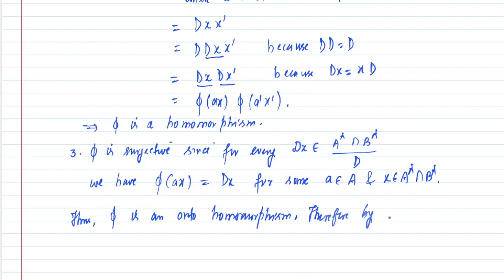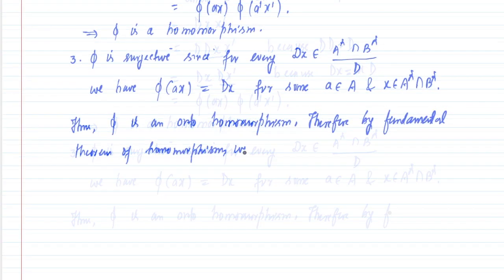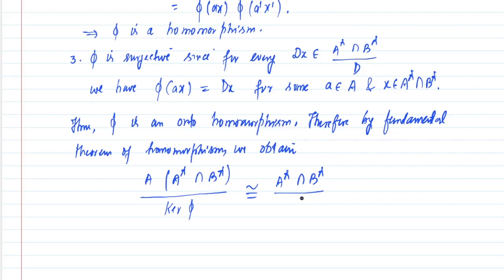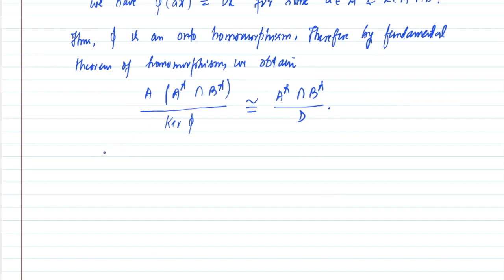Therefore, by the fundamental theorem of homomorphism, we obtain this A into A star intersection B star by kernel of pi is isomorphic to A star intersection B star by D. So we have this isomorphism. Now we evaluate what this kernel of pi is in this definition of pi.